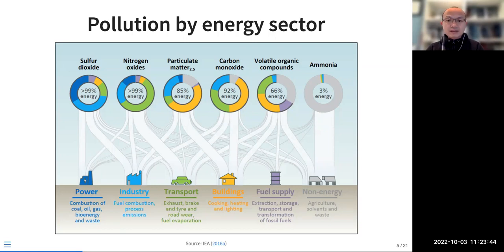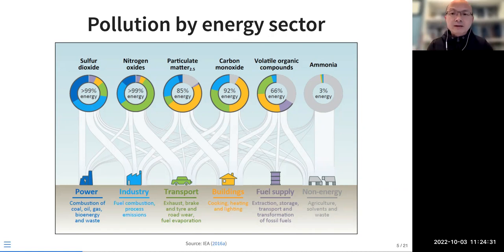Carbon monoxide mostly comes from the building sector and transport sector, and volatile organic compounds mostly come from the building sector, transport sector, and so on. For ammonia, only 3% comes from the energy sector; most comes from agriculture and waste sectors. So this chart visualizes very vividly what the main pollutants are, where those pollutants come from, and how different sectors contribute.